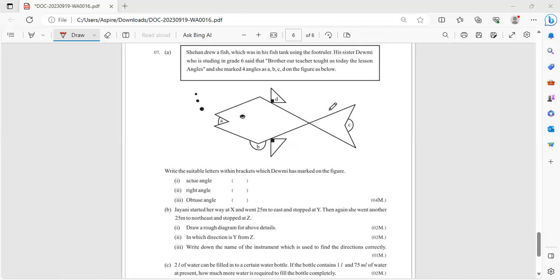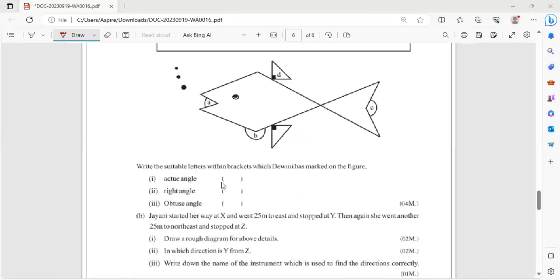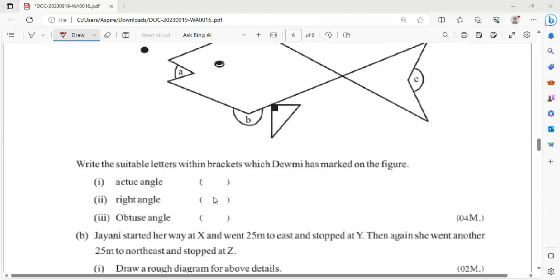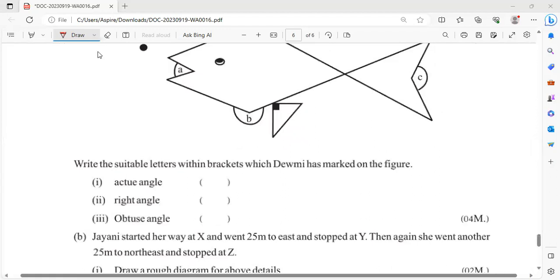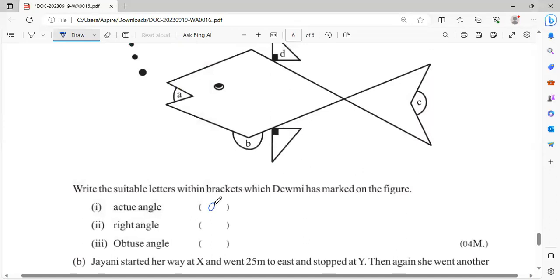Acute angle. What is the suitable letter for this? Acute angle එක represent කරන letter එක මොකක්ද? Can you tell me? A. Yes, good. It is A. What is the letter which represents the right angle? D. What is the letter which represents obtuse angle? C. Very good.